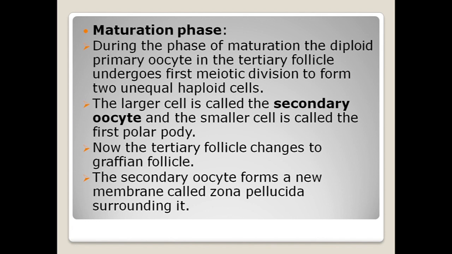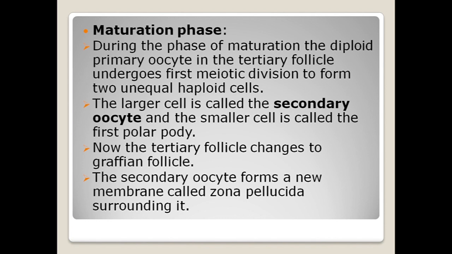Maturation phase. It is the third phase. During the phase of maturation, the diploid primary oocyte in the tertiary follicle undergoes first meiotic division to form two unequal haploid cells. So here the first meiotic division is unequal division. One large cell and one small cell is formed. The larger cell is called the secondary oocyte and the smaller cell is called the first polar body.